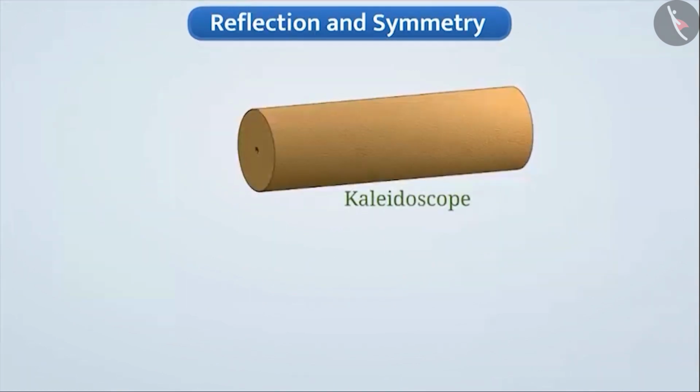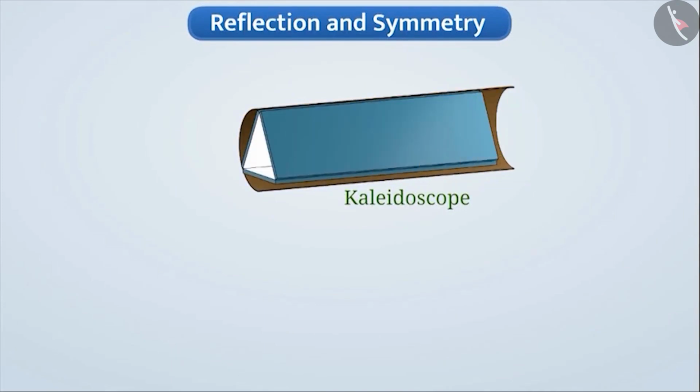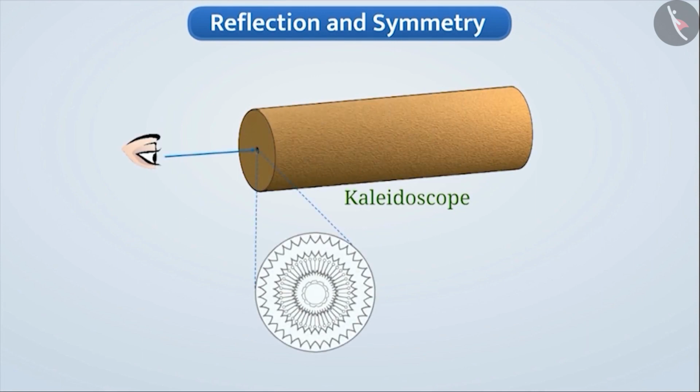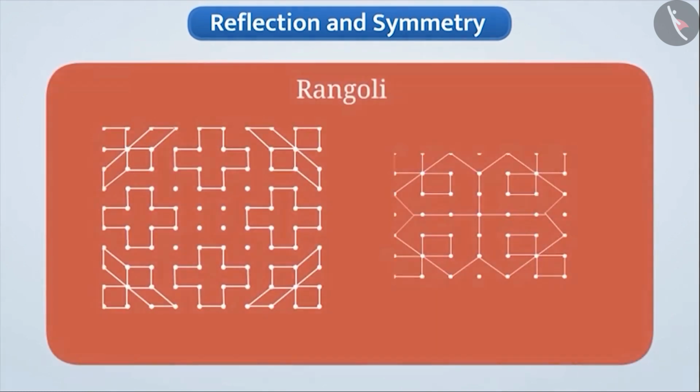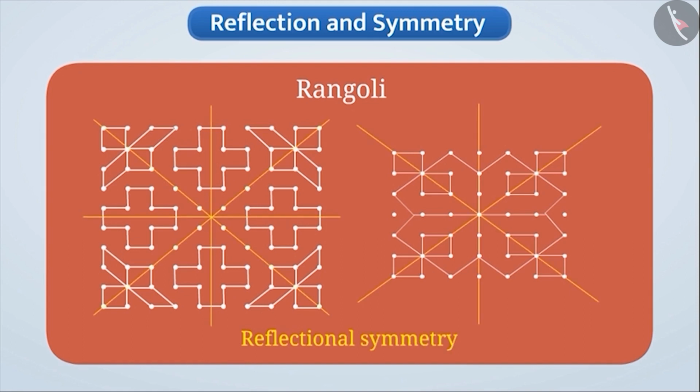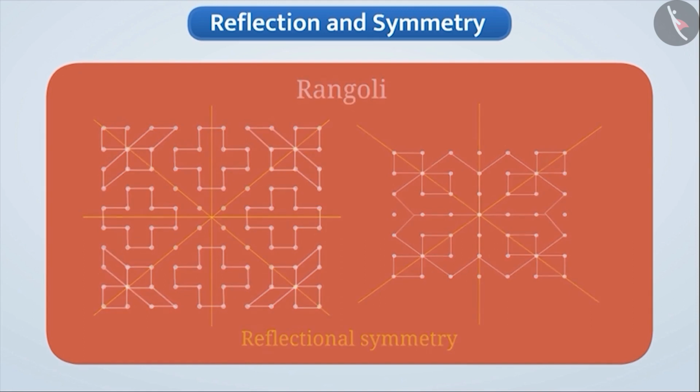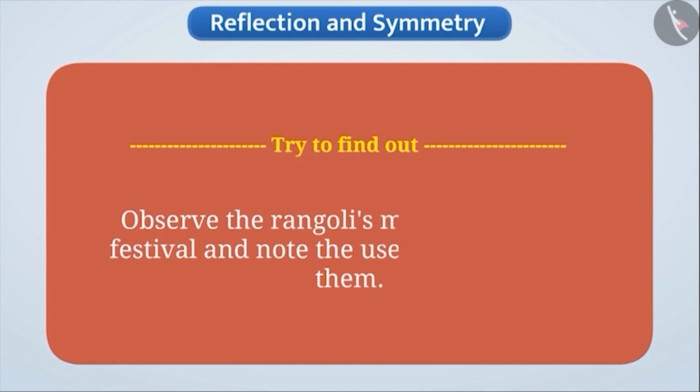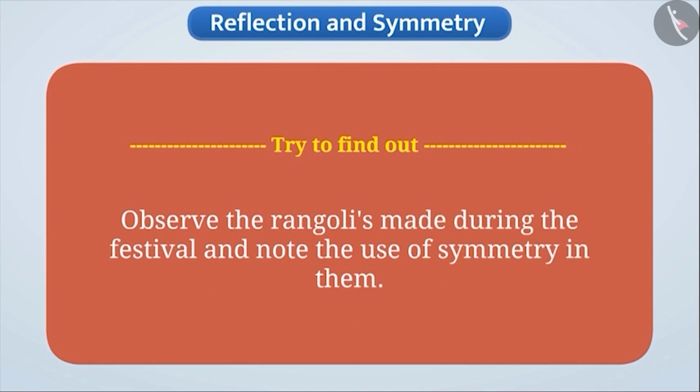Do you know what a kaleidoscope is? A kaleidoscope is an instrument made using 3 or more mirrors in which a variety of attractive patterns can be seen. Many reflections are formed by mirrors that have several lines of symmetry. A rangoli is a suitable example of symmetry. While making rangolis, unknowingly, reflective symmetry is used. Observe the rangolis made during the festival and note the use of symmetry in them.